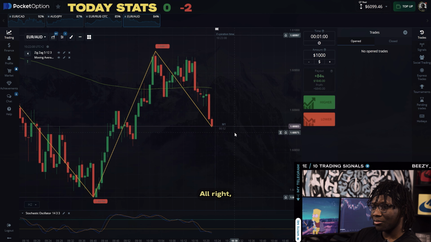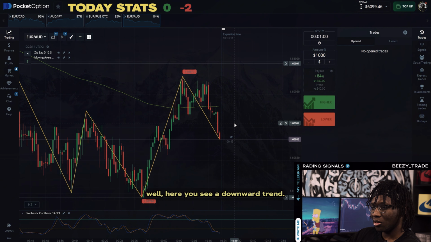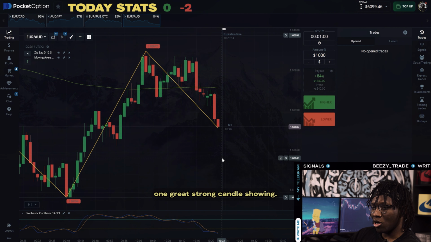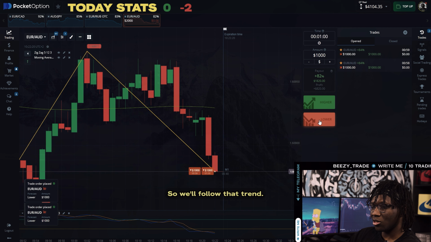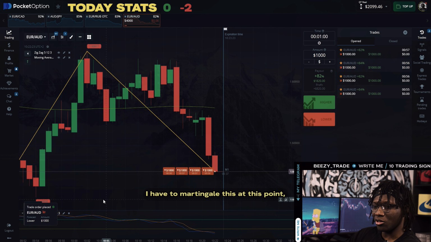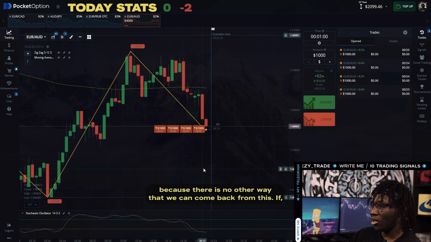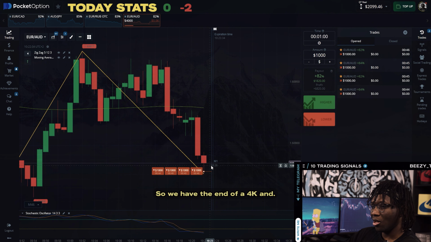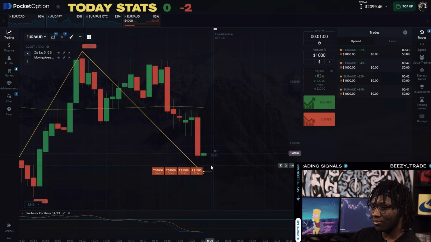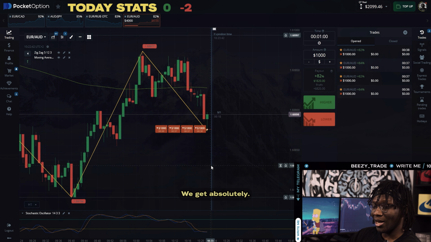All right, right here we can see a downward trend. M1, great strong candles showing definitely a downward trend, so we'll follow that trend. I have to martingale this at this point, because there is no other way that we can come back from this if we stay this way. So we have to enter for 4K, and we get punished. We get absolutely punished.